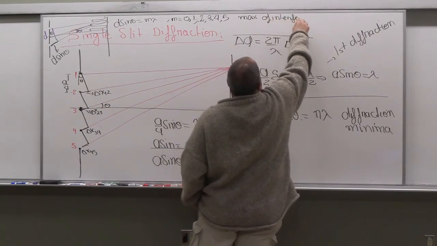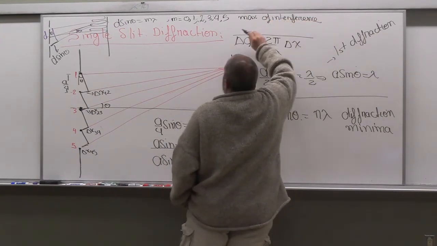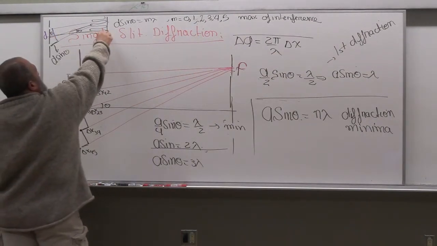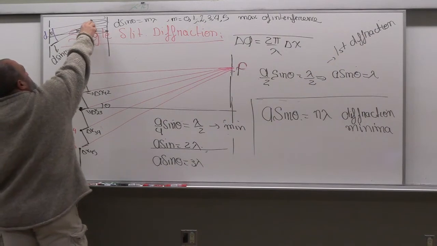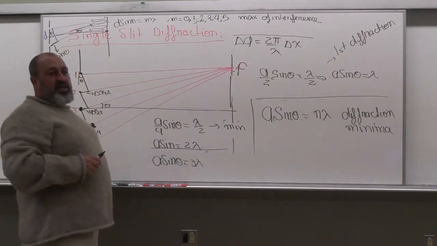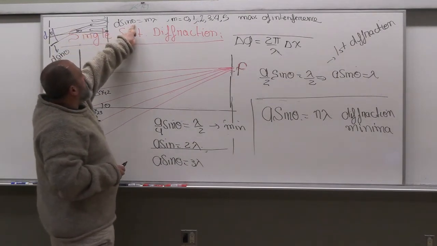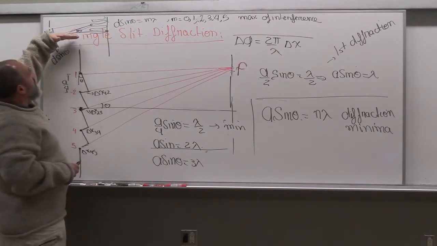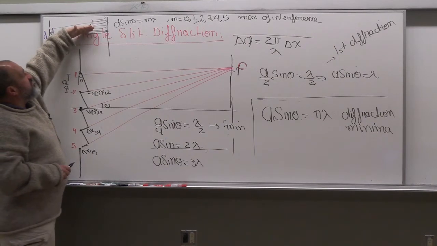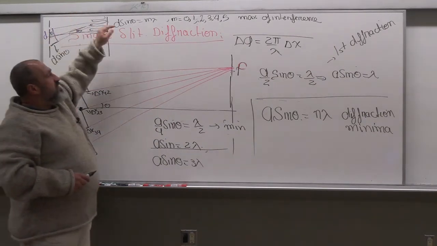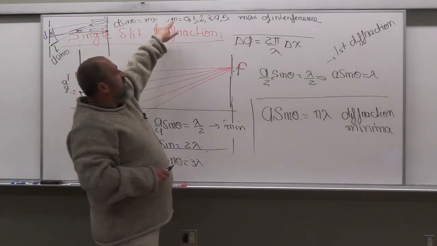So what do these numbers mean? Where is m equals 0? M equals 0 means the central maximum right here. M equals 1 is this guy. M equals 2, m equals 3, m equals 4, so on and so forth. And the angular positions of these are given by sine theta equal to m lambda over d. So this one sits at theta 1 equal to lambda over d, then 2 lambda over d, 3 lambda over d, so on and so forth. So this was the formula we had for interference maxima.